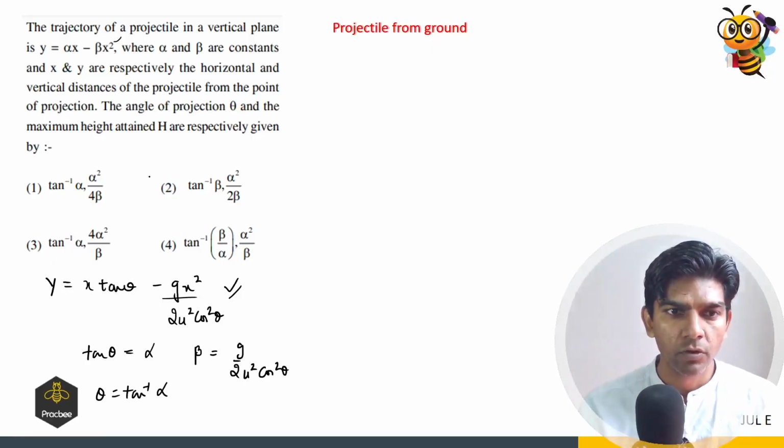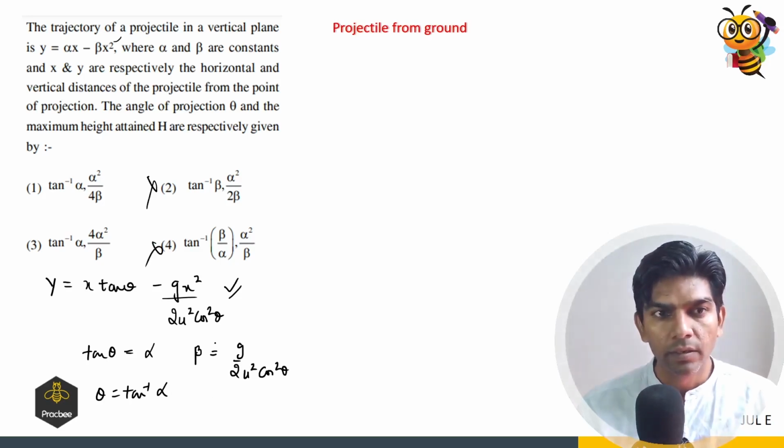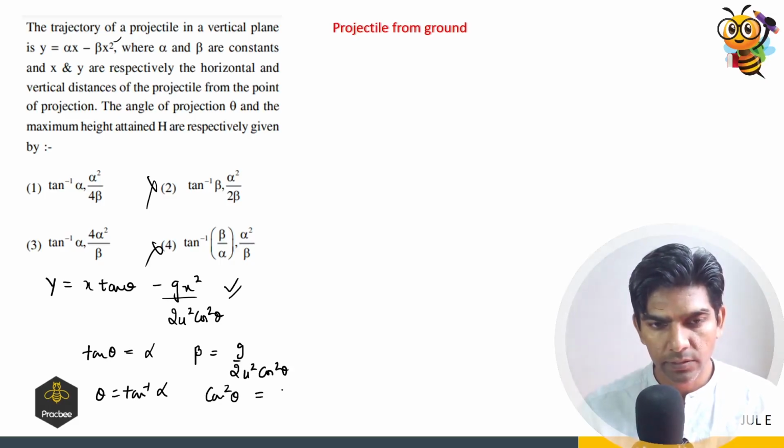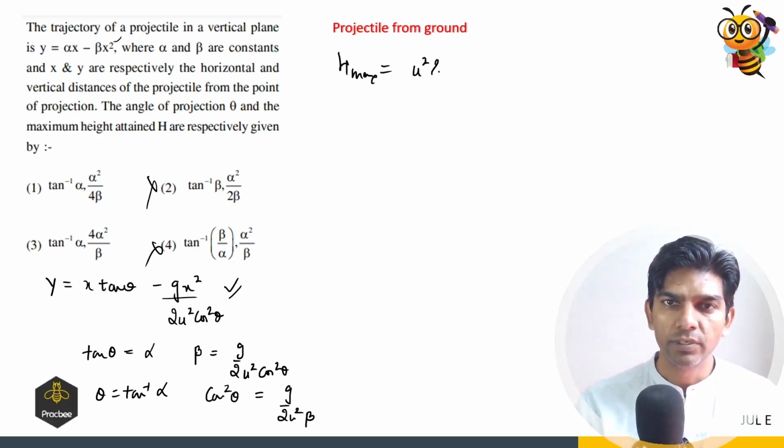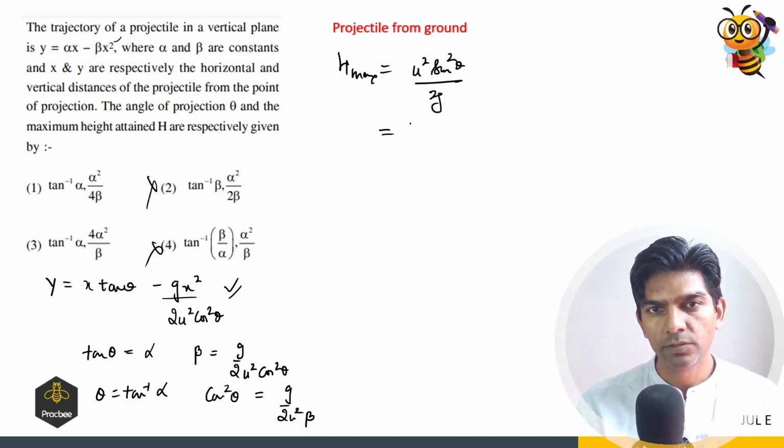So it means option 2 and option 4 are incorrect, and we have to find the maximum height. And cos square theta is g upon 2u square beta. So h max is u square sine square theta by 2g. So this will be u square by 2g, and sine square theta is 1 minus cos square theta. So 1 minus g upon 2u square beta. So I've used this value, right?